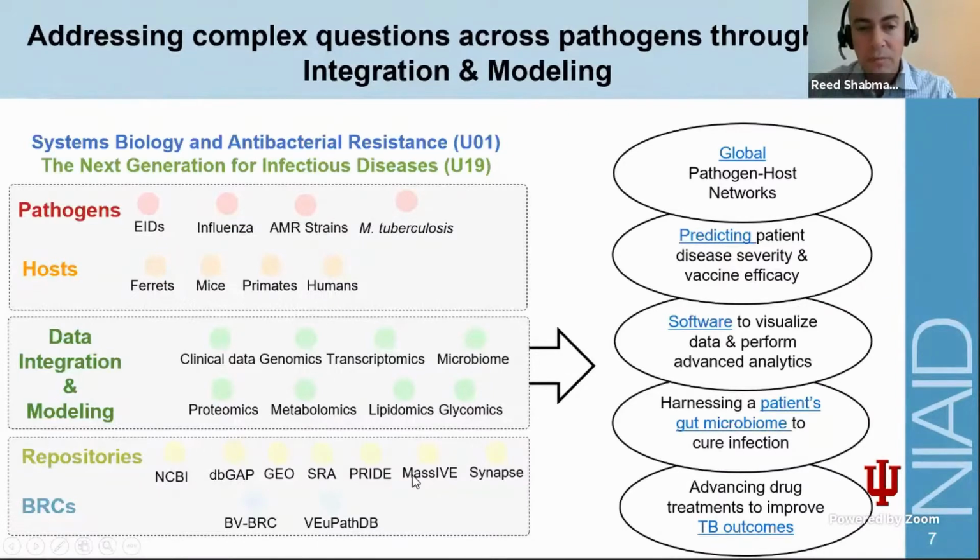And we're also very bullish about putting data into repositories. So I've highlighted just a small number here. These are NCBI, dbGaP, GEO, for example, and then also bioinformatics resource centers, which are also managed in the office where Lilian is the director, which is the BBVRC and VuPathDB.